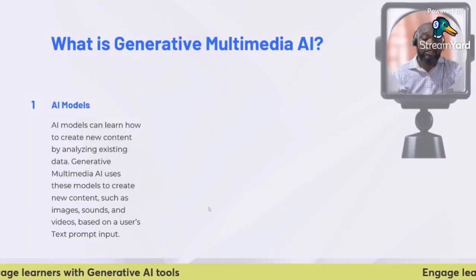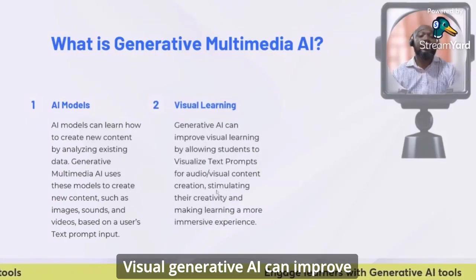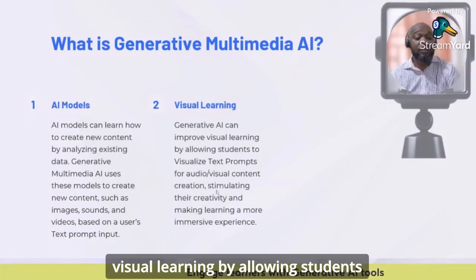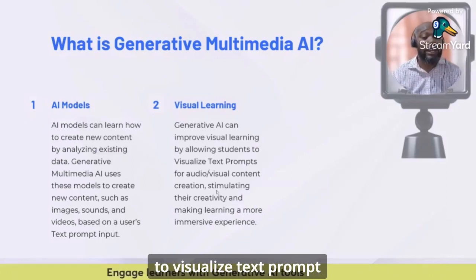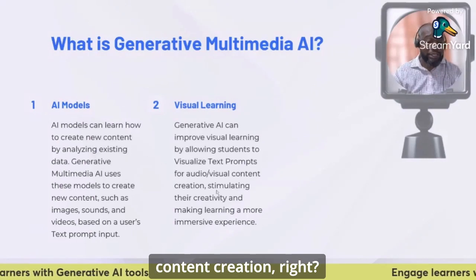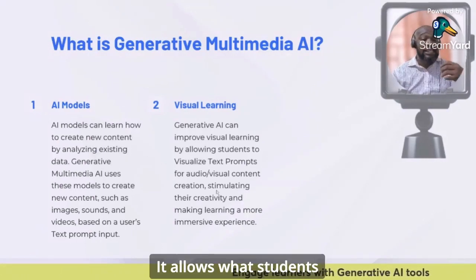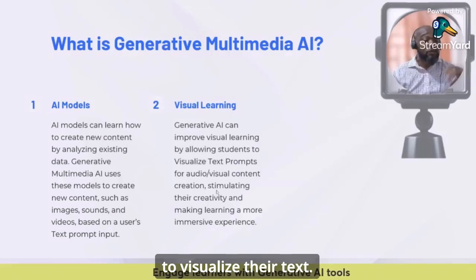Generative multimedia uses these models to create new content such as images and videos based on a user's text prompt. So let's look at visual learning. Generative AI can improve visual learning by allowing students to visualize text prompts for audiovisual content creation, stimulating their creativity. It allows students to visualize their text.